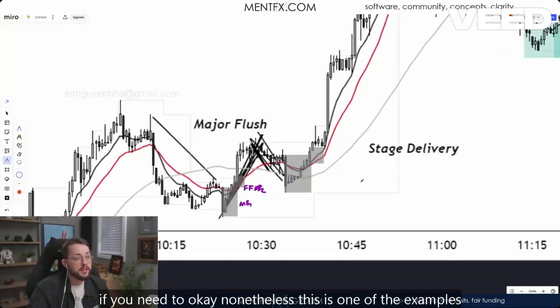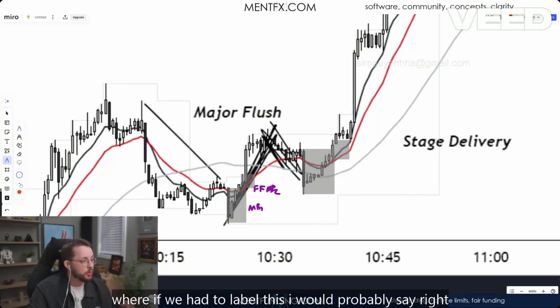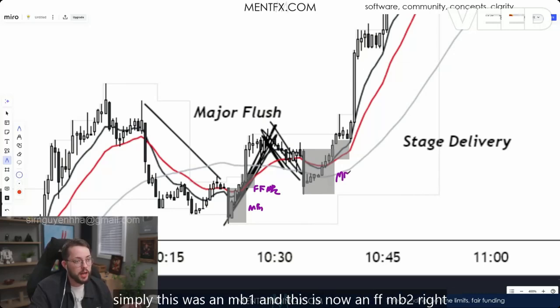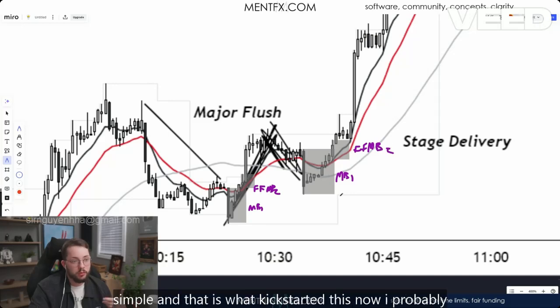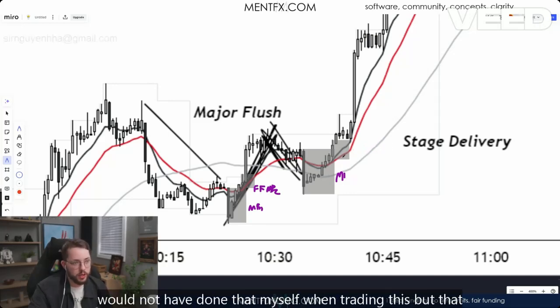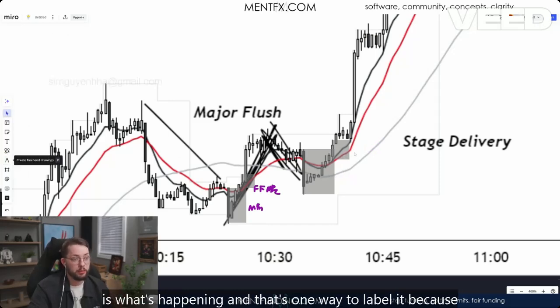Okay. Nonetheless, this is one of the examples where if we had to label this, I would probably say, right, simply, this was an MB1 and this is now an FFMB2. Right? Simple. And that is what kickstarted this. Now, I probably would not have done that myself when trading this, but that is what's happening. And that's one way to label it because in the future, maybe this ended up being the move that started this move here and it never came back.